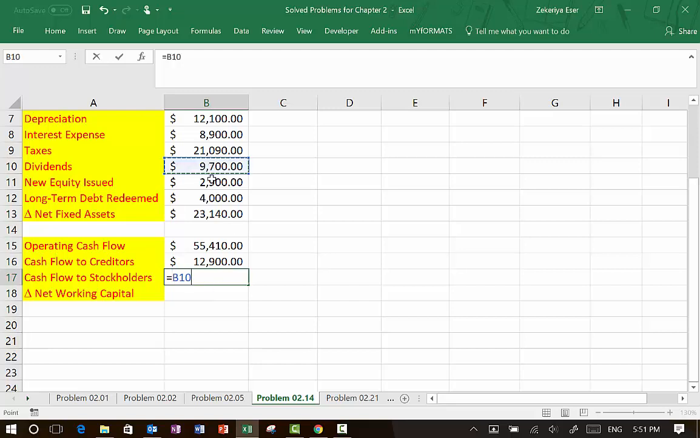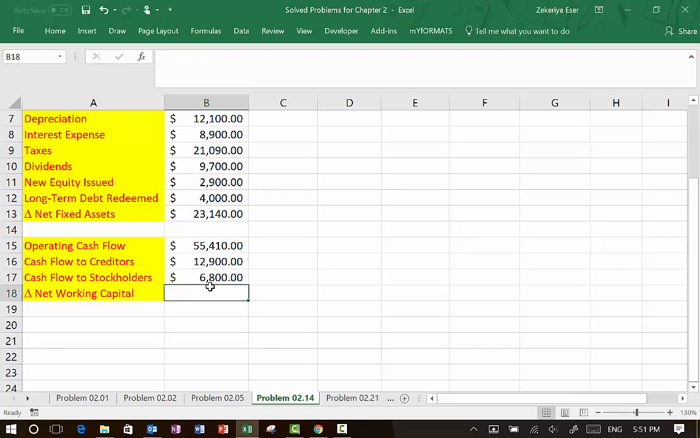Cash flow to stockholders, it's simple. To dividends, we deduct net new equity issued, 2,900. The reason we deduct: when we issue new equity, we are getting cash from stockholders, which means it is a negative cash flow to stockholders.